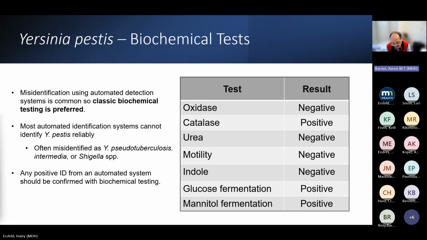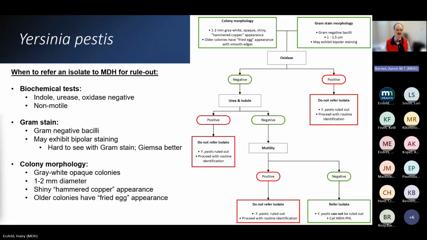So if you get something where you're like, hey, this could be Y. pestis, but the automated ID says Yersinia intermedia, pause for a second. If the person has recently been hanging out with prairie dogs in Arizona, maybe send it to us anyway. So if you do happen to get a positive ID, that's fine, but we still need to get the specimen and test it as well. Next slide, please. Here's the rule out for it.